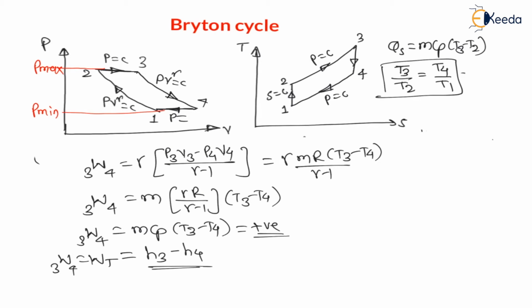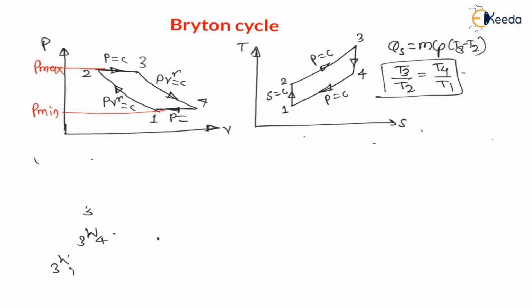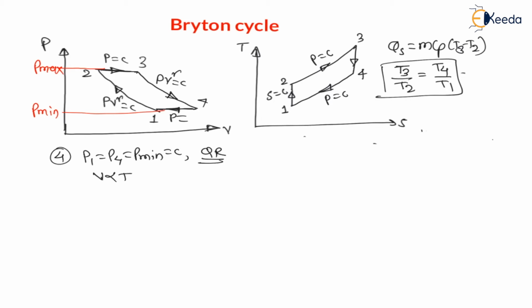Now let us do the analysis of last process, that is process number 4 to 1, which is nothing but constant pressure heat rejection, right? Now last process, that is process 4 to 1, fourth process is constant pressure heat rejection, means P1 is equal to P4 is equal to minimum pressure in the cycle is constant, and it is heat rejection. During this process heat is rejected. Now at constant pressure, volume is directly proportional to temperature. Therefore we can write the volume ratio V4 divided by V1 is equal to T4 divided by T1, right?